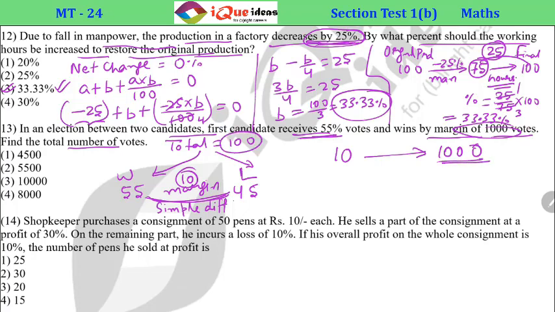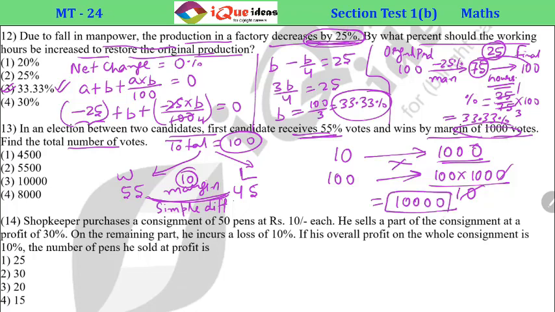So how much will this total 100 be equivalent to? So if 10 is equivalent to 1000, 100 will be equivalent to how much? So cross multiplication. I think it's very simple. 100 into 1000 divided by 10. So 0 is cancelled and we will have 10,000 as the total number of votes. Right? Or you could have simply said that 10% of the total votes is 1000, right? In whichever way you like, you can do that. Third option is the correct answer. Okay. Now the next question.